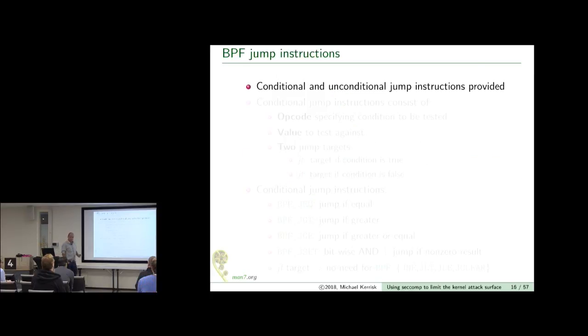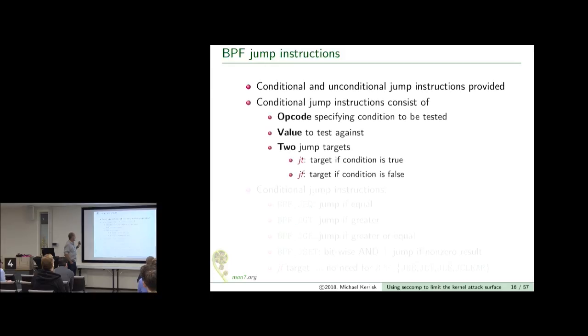So we've got conditional and unconditional jump instructions. The conditional jump instructions consist of an opcode. The opcode says what kind of test do we want to do, equal, less than, not equal, and so on. A value that we want to test against, and then, as I mentioned already, two jump targets. If the condition tests true, jump by this number of instructions. If the condition tests false, jump by a different number of instructions.